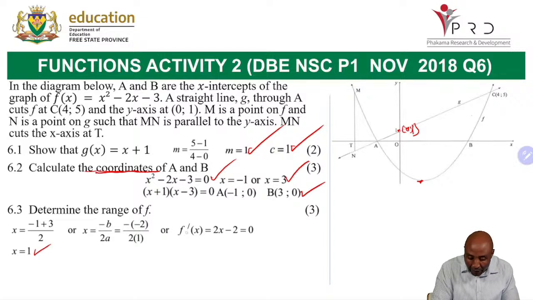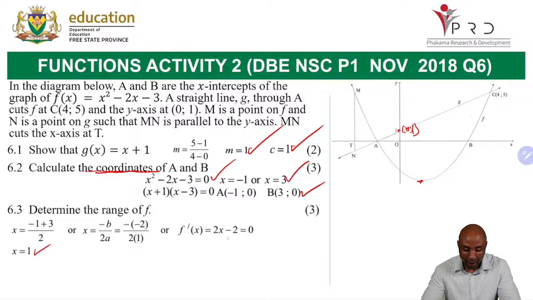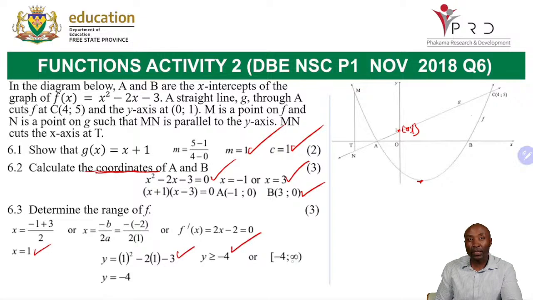Or I find the first derivative, equate it to 0 to get my x at the turning point, and I'll get my x as 1. You can use any of the 3 methods to help us get our x value at the turning point. After getting the x at the turning point, we substitute it into the original equation to give us the y value at the turning point, and we get our y value as negative 4. And then we get our answer as y is greater than or equal to negative 4, or you can give it in interval notation. We get our 3 marks again.